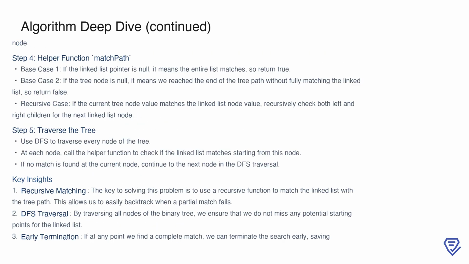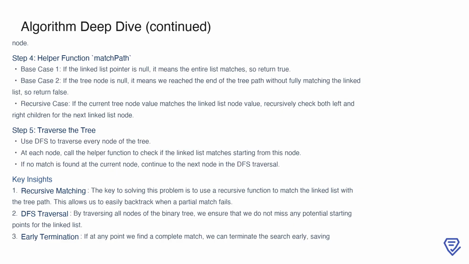At each node of the tree, the helper function matchPath plays a crucial role. It begins by handling two base cases. The first checks if the linked list pointer is null, which means the entire linked list has been successfully matched, so we return true. The second base case checks if the tree node is null, indicating that we've reached the end of the tree path without completing the linked list match, so we return false.